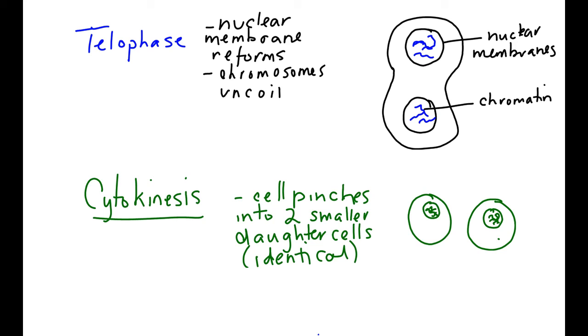So you end up with two daughter cells that are the same size and contain roughly the same amount of organelles and nuclear material.